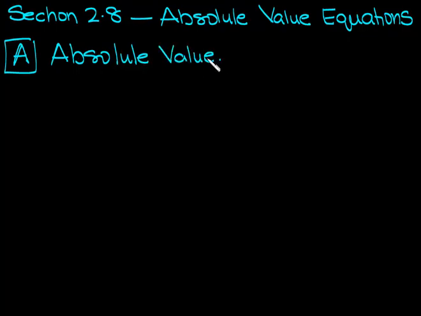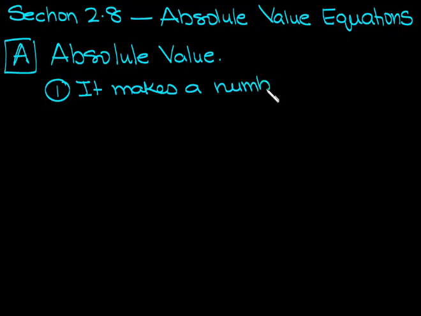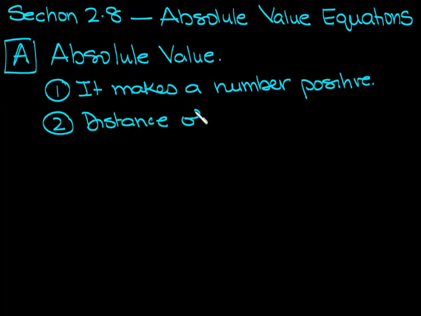Whenever we ask most students what absolute value is, the first definition they give back is they tell you it makes a number positive. And that is a good definition to begin with. It's a non-mathematical definition, but it's a good one to start. The geometric definition of absolute value is it's the distance of a number from zero, distance of a number from zero on a number line.